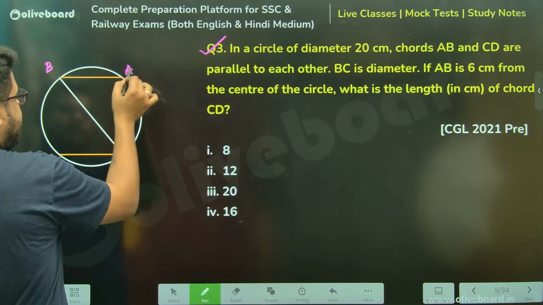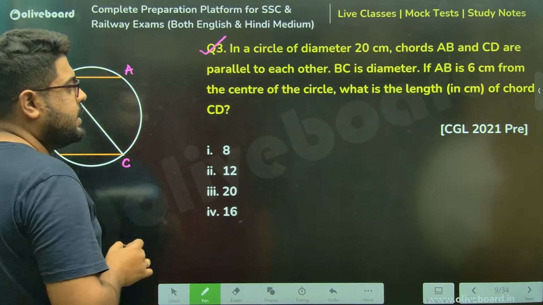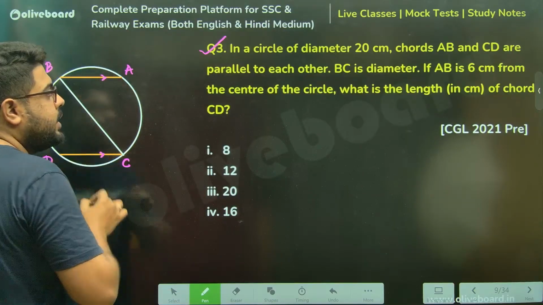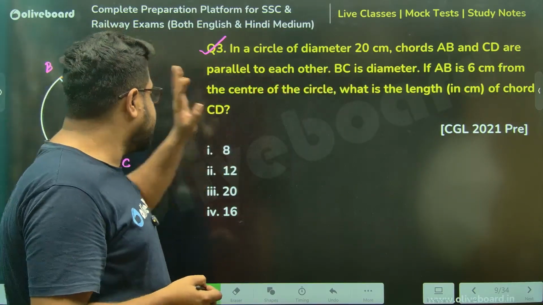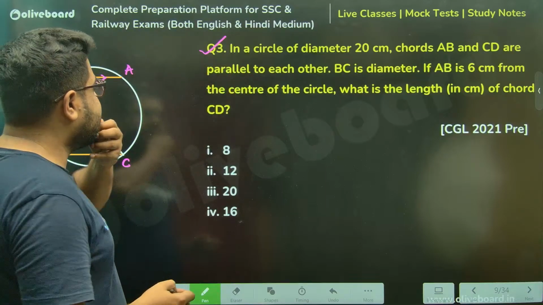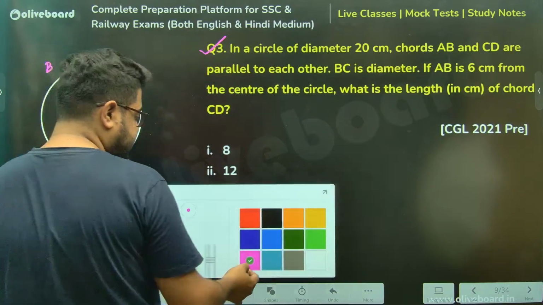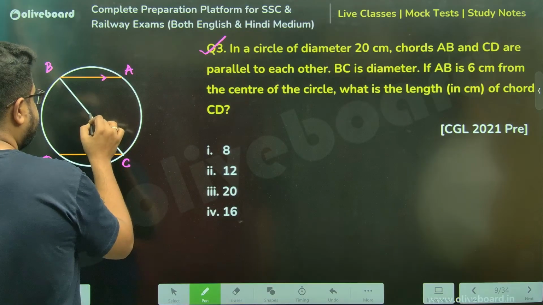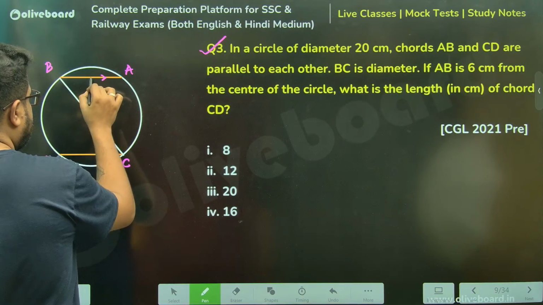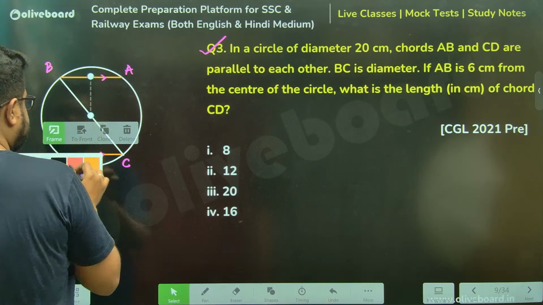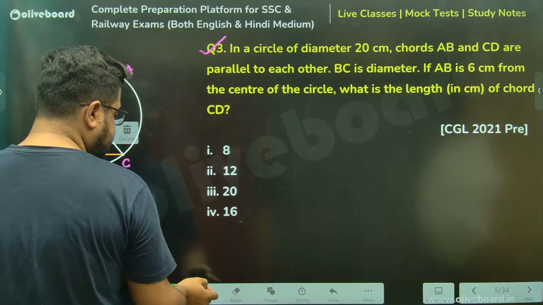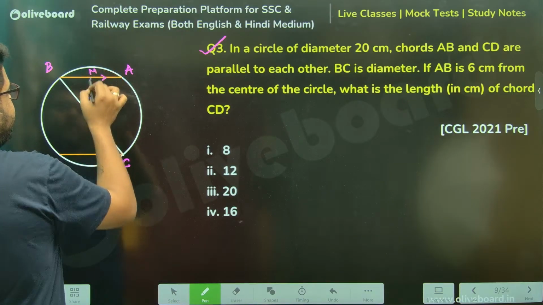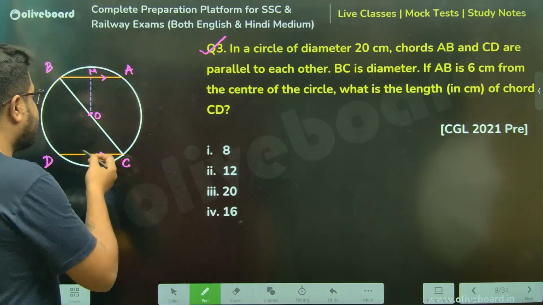So they are saying this is BC, diameter. So this is AB and this is CD. AB and CD are parallel to each other. Now they are saying BC is the diameter. AB is 6 centimeter from the center of the circle. So 6 centimeter from the center. It is like this. This is, let's say, center. This is, let's say, M. They are asking what is the length of chord CD.